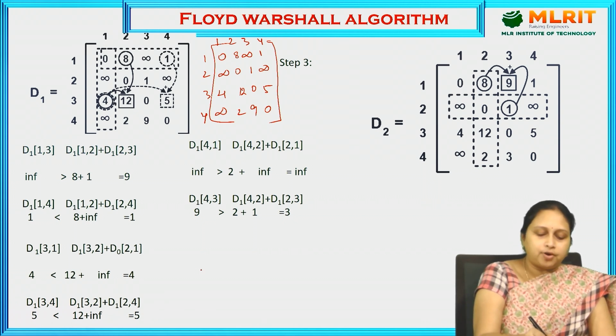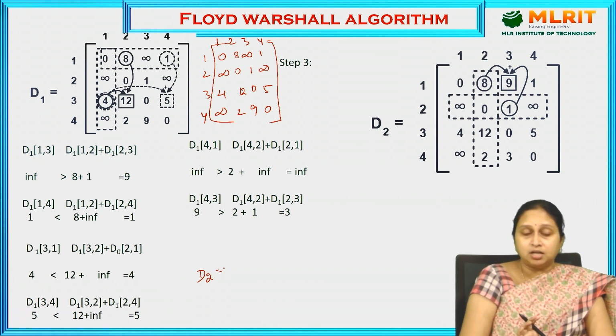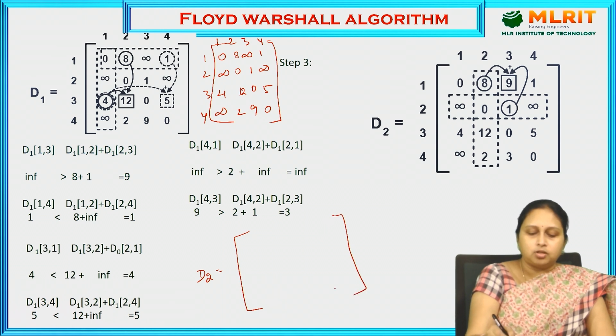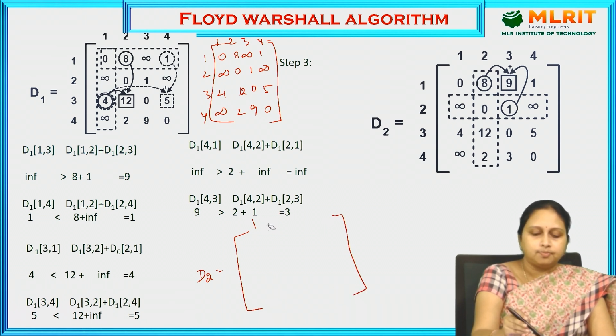Now I need to find D2. How to find D2? Now which will be the middle vertex we need to consider. We need to consider the second vertex column and the second vertex row, we are going to eliminate them and find the remaining values. Now based on this, what are the values you are going to get? 1, 2, 3 and 4. Here also 1, 2, 3 and 4.